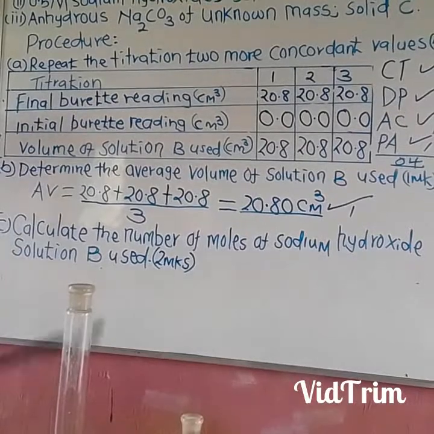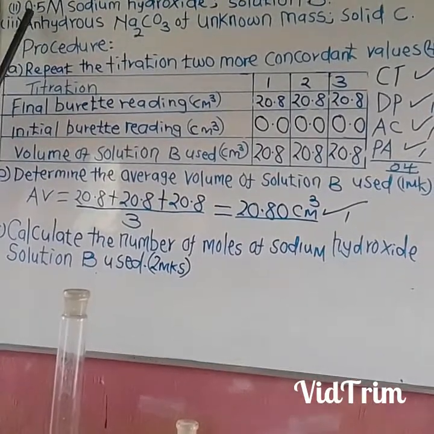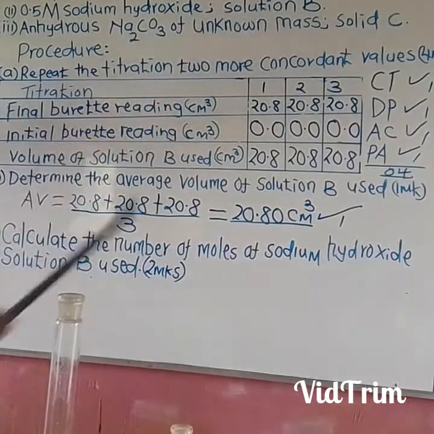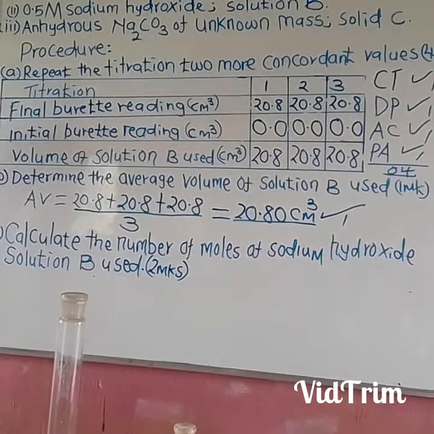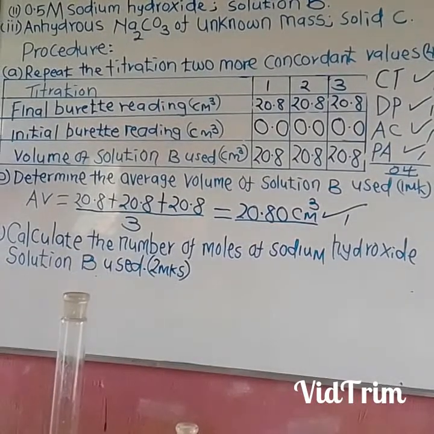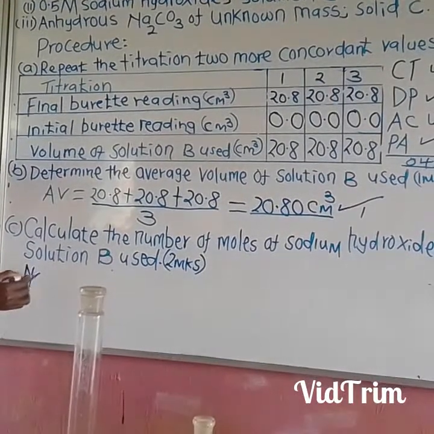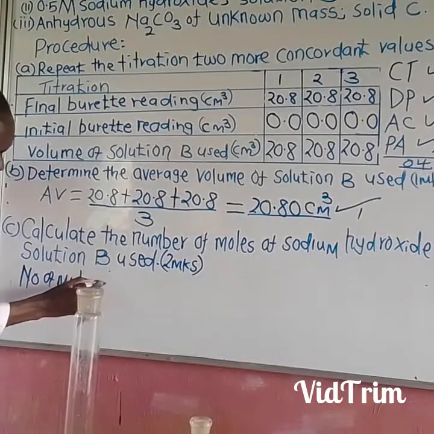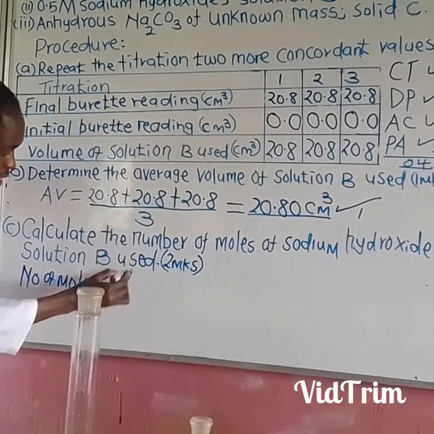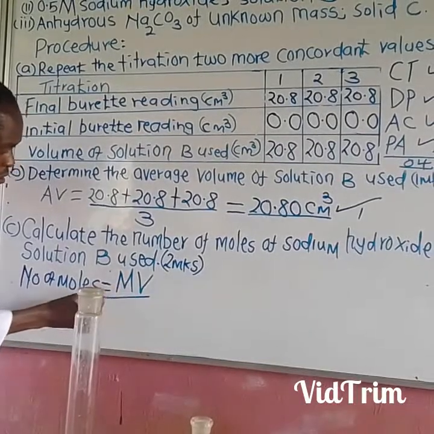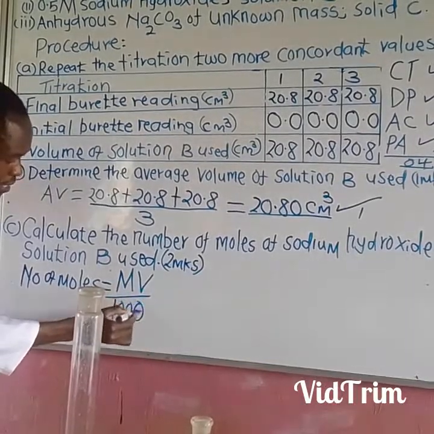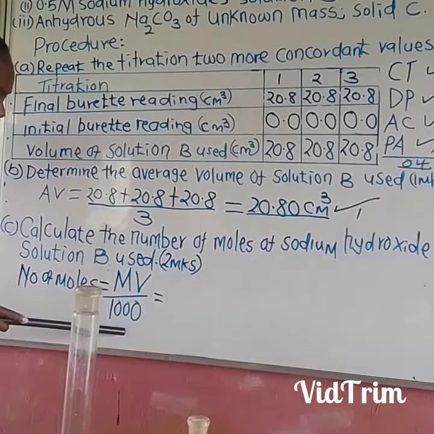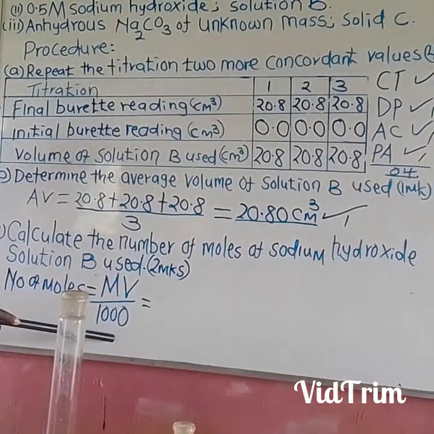Then the next question, C, calculate the number of moles of sodium hydroxide, solution B. Watch, it is 0.5 molar sodium hydroxide. Are you getting? Solution B. So when you want to get the number of moles, we normally say that from our formula, number of moles is equal to molarity times volume all over 1000. Is it okay? So 1000 is a constant, which means the volume in 1 liter.